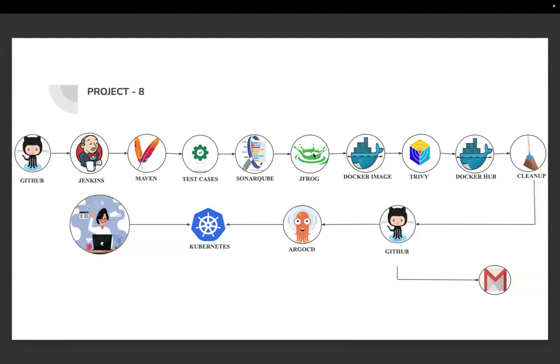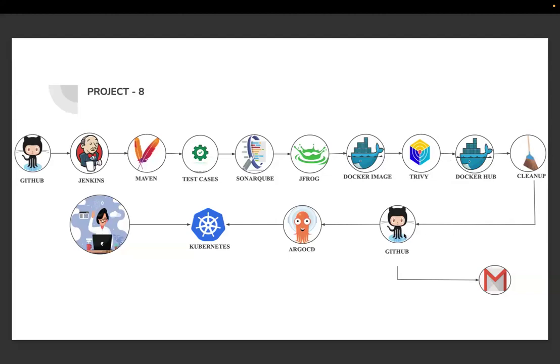Like S3 bucket, we are going to convert our application into a Docker image. Once the Docker image is created, a Trivy tool will scan our Docker image for any vulnerabilities. Once the scanning is completed, we are going to push this Docker image to Docker Hub. Once the pushing has been completed, we are going to have the cleanup activities. Once the cleanup activities are completed, we are going to trigger the downstream project.